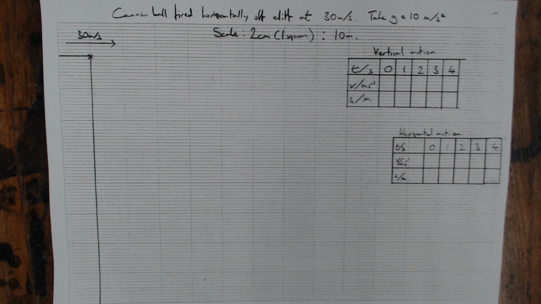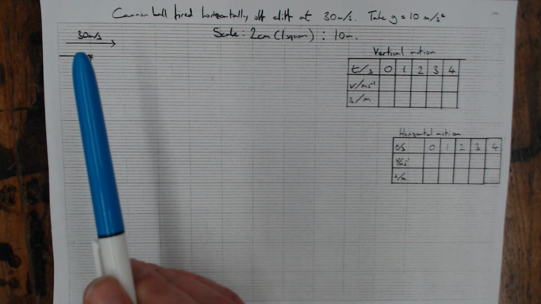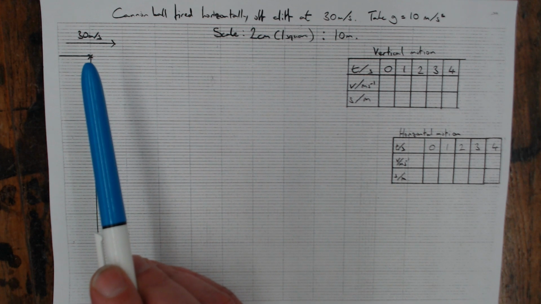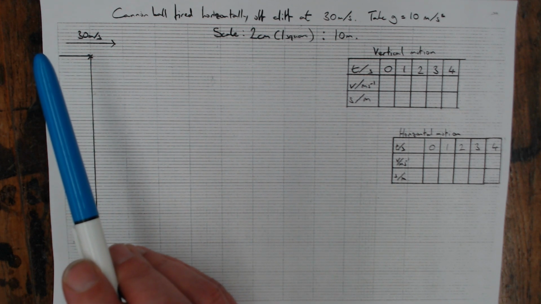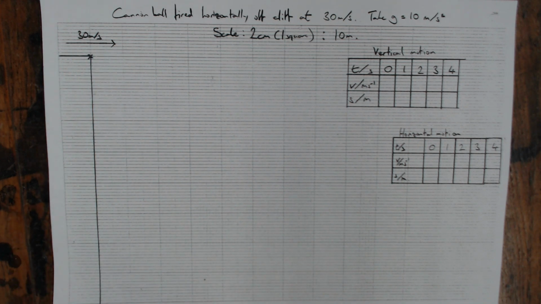Here's a sheet of ordinary graph paper, and on the graph paper I have drawn a cliff, and at the top of the cliff I have a little cross representing a cannonball, and we're going to fire the cannonball off the cliff horizontally at a velocity of 30 meters per second.